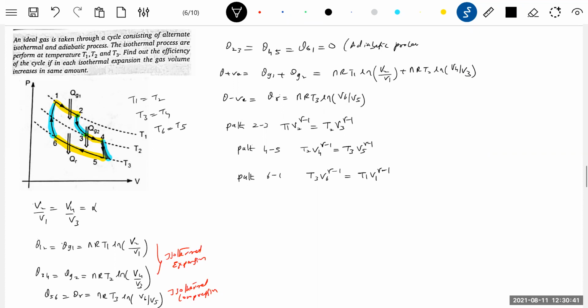Some relationship between the temperature volumes are needed. How to bring that relationship? Okay, I'll do one thing. T1 by T2 into T2 by T3 should be equal to T1 by T3. Can we write T1 by T2 from the path 2, 3? T1 by T2 is V3 by V2 to the gamma minus 1. T2 by T3 is V5 by V4 to the gamma minus 1. T1 by T3.